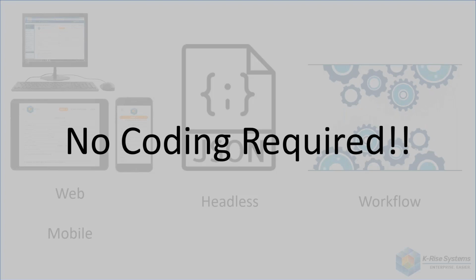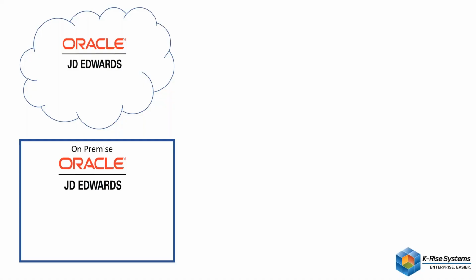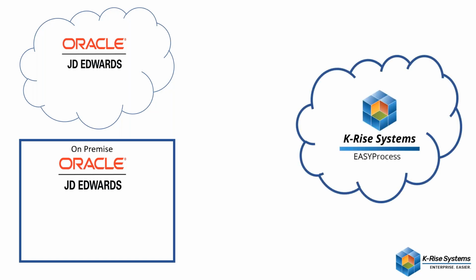So how do we do that, and how do we go about doing this? So here in this slide, I have represented on the left-hand side, you're either running JD Edwards on-premise or JD Edwards in the cloud. Where does EASYProcess sit? EASYProcess is an entirely browser-based application. The IDE is browser-based. All of the management is browser-based, and the promotions are as well. So we sit in a cloud as well. Now, we can be on AWS or Azure or on-prem.